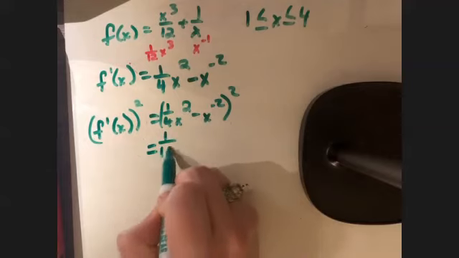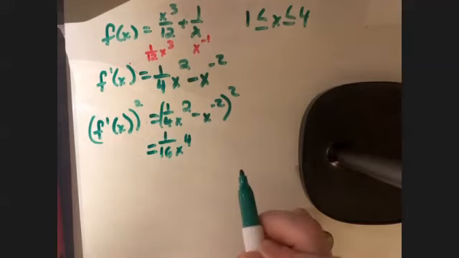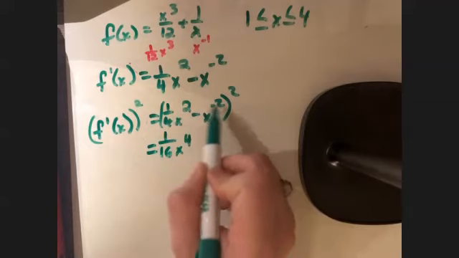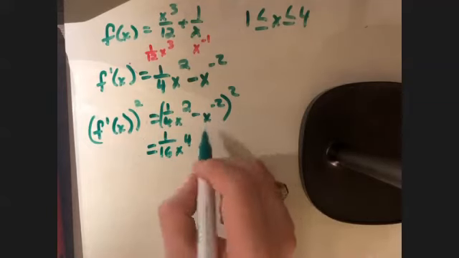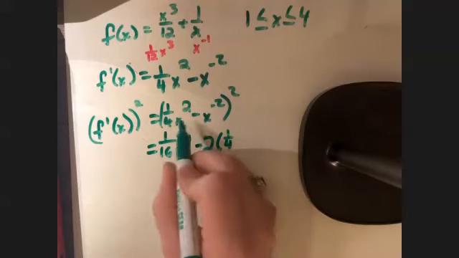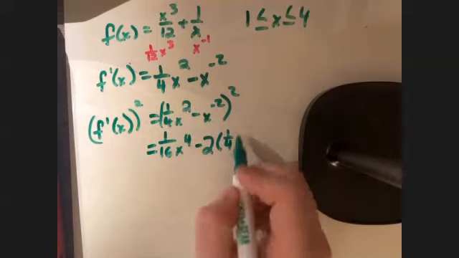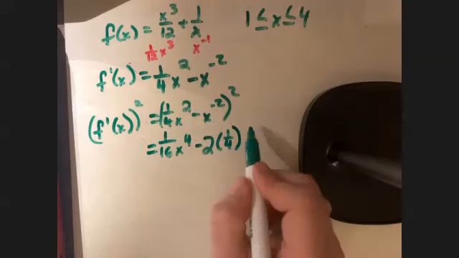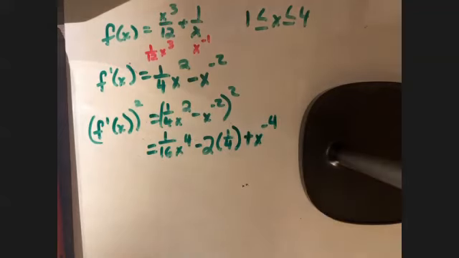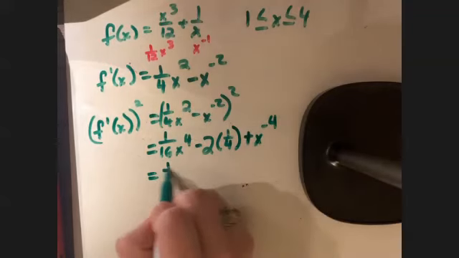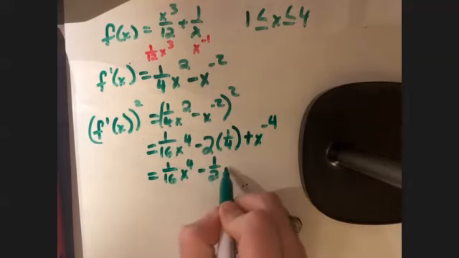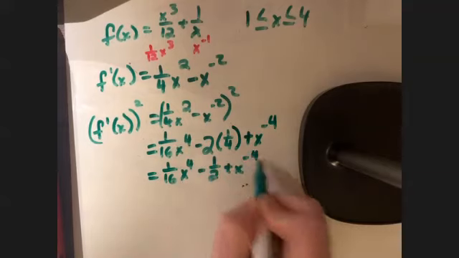So 1/16 x to the 4th. I'm going to get 1/4 times this twice. So -2 times 1/4. Now, guys, here the powers will cancel off, so that'll go to there. And then plus x to the -4. Okay, awesome. I messed that one up. My bad. Sorry. That's -1/2 plus x to the -4th.